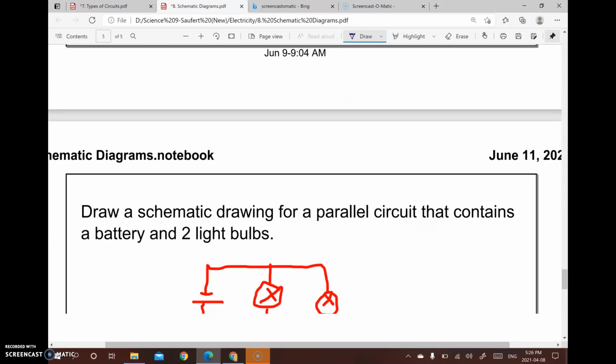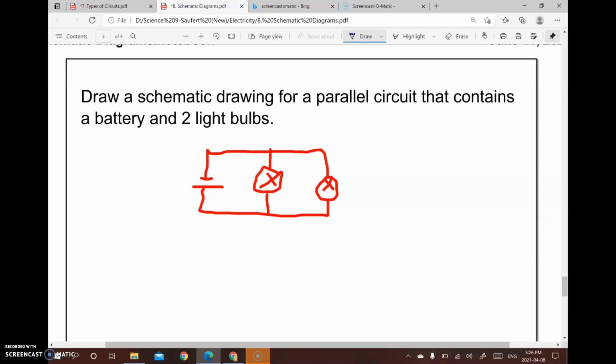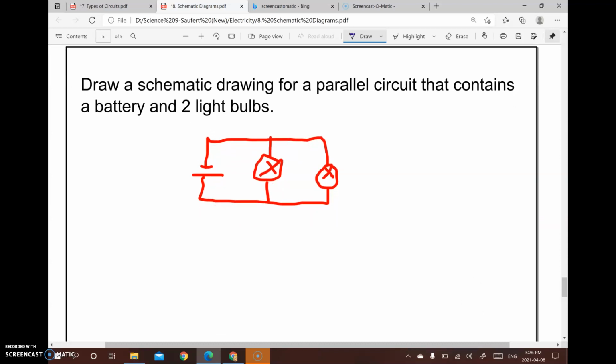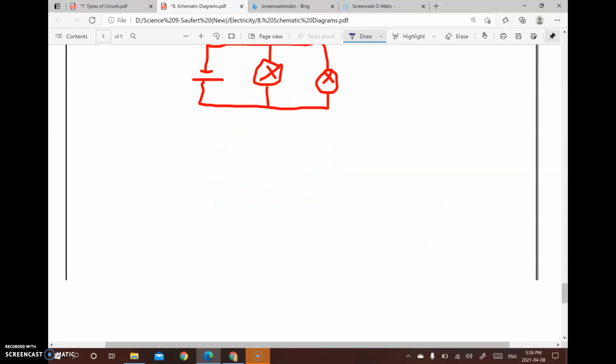If I was to draw a parallel circuit, I still have my two light bulbs, it's just they have their own pathway to continue back to the battery. After you are finished drawing your schematic diagrams, there is an assignment to practice drawing schematic diagrams.